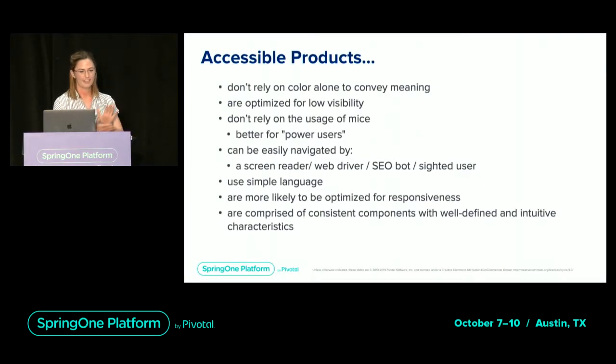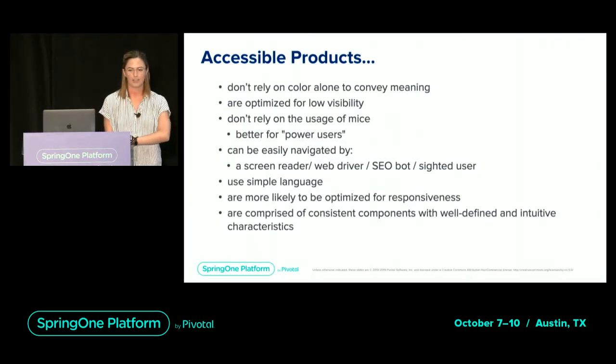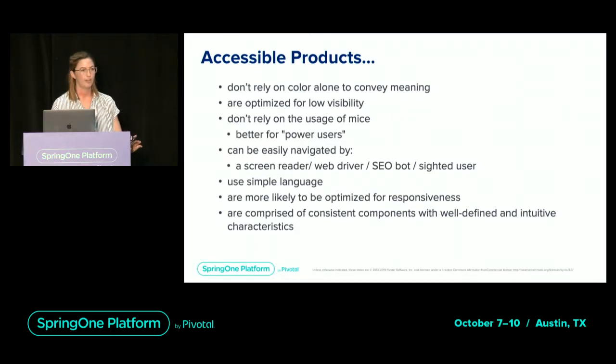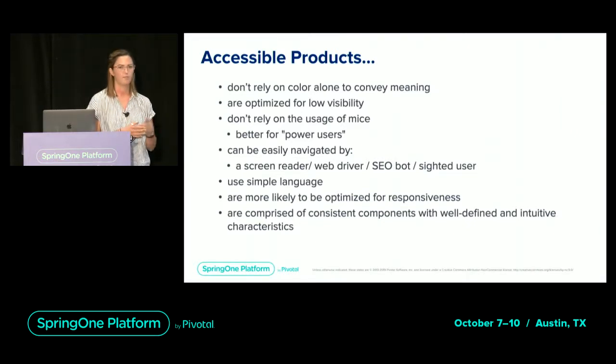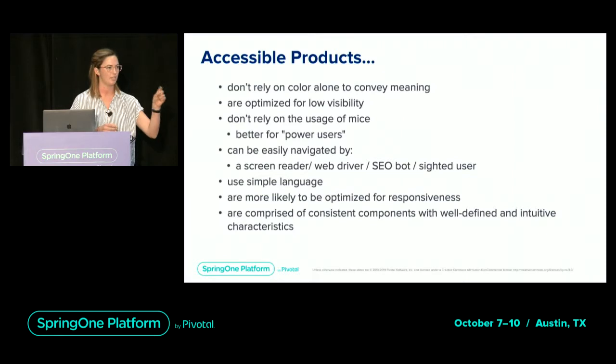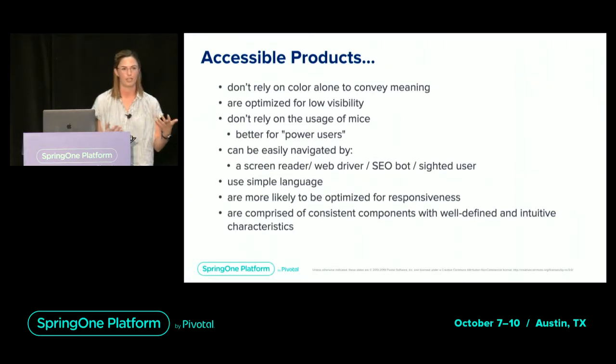Here's a few reasons. Accessible products do not rely on color alone to convey meaning. They're optimized for low visibility. They don't rely on the usage of mice. If anyone else is like me, I don't like to navigate web forms with a mouse. I prefer to tab through and use my keyboard just because I like it better, and it's frustrating to me when I can't do that.